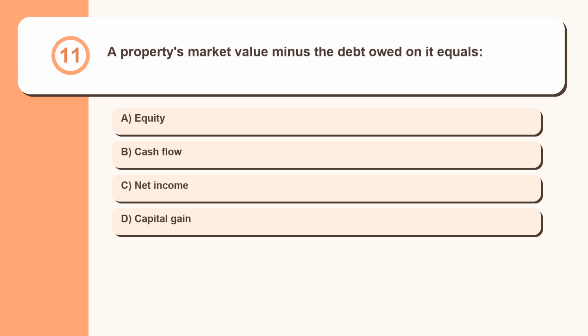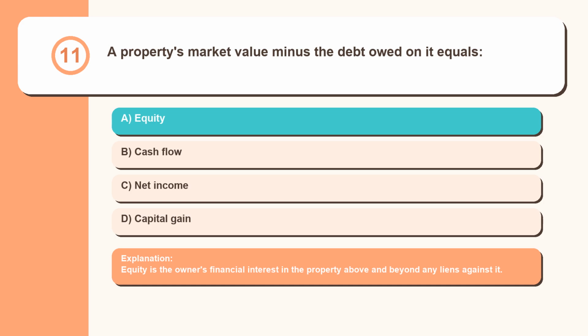Question 11. A property's market value minus the debt owed on it equals equity, cash flow, net income, capital gain. Equity is the owner's financial interest in the property above and beyond any liens against it.